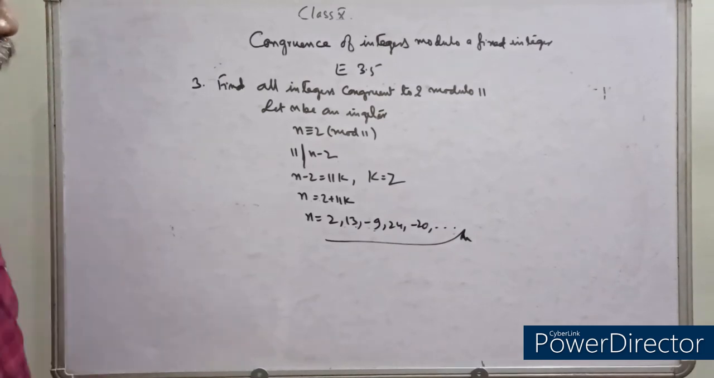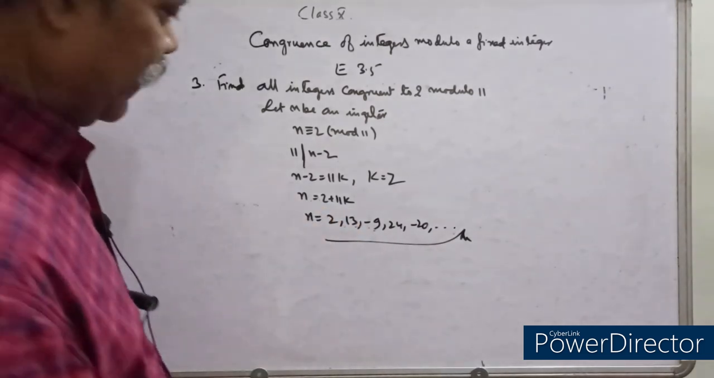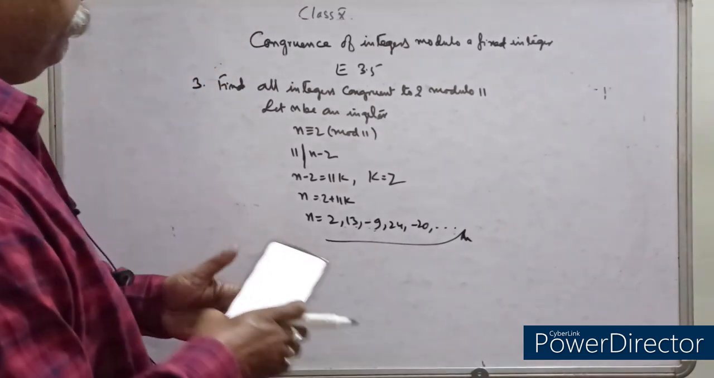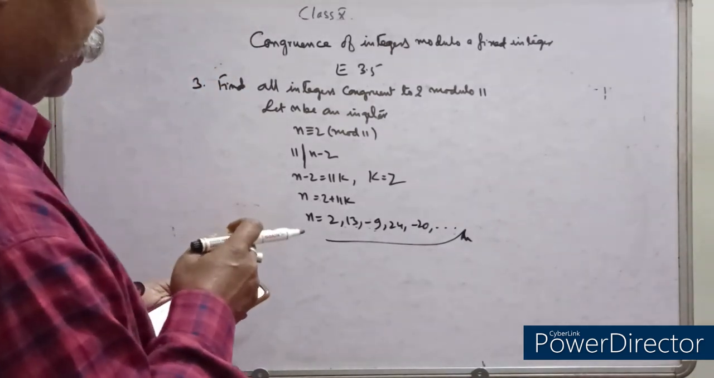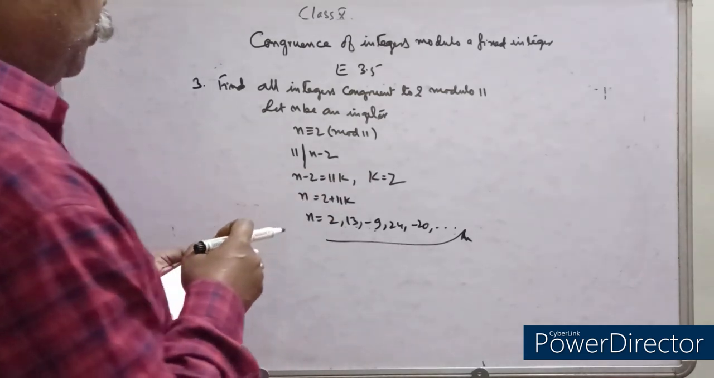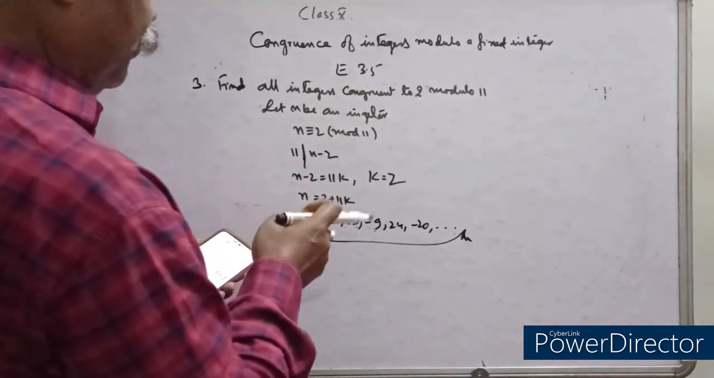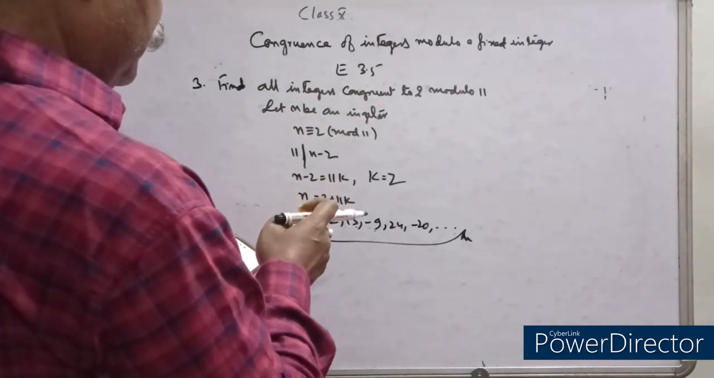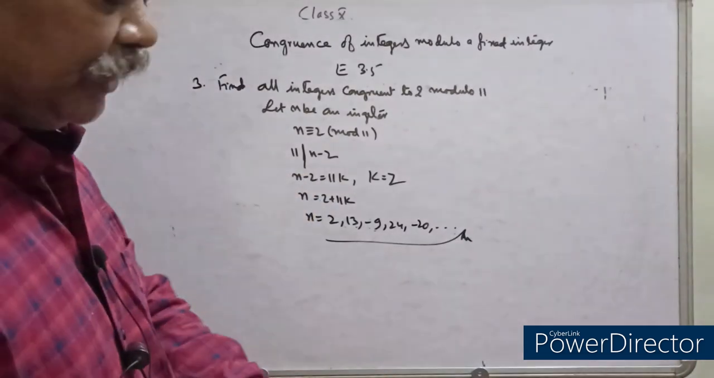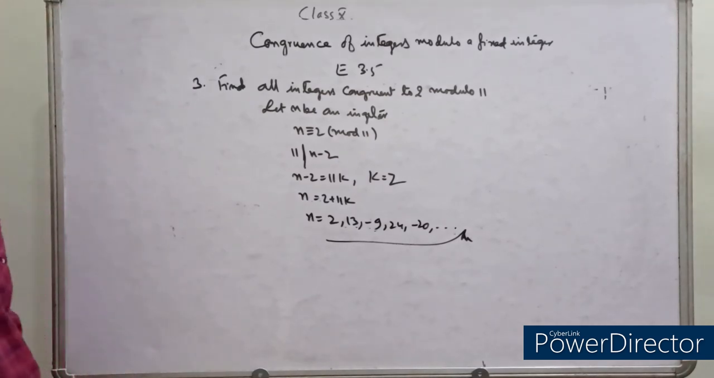If you take 1, then 11 plus 2 will be 13. If you take minus 1, then minus 11 plus 2 will be minus 9. If you take 2, then 2 into 11 is 22, plus 2 is 24. And if you take minus 2, then minus 22 plus 2 is minus 20. So this is your answer.